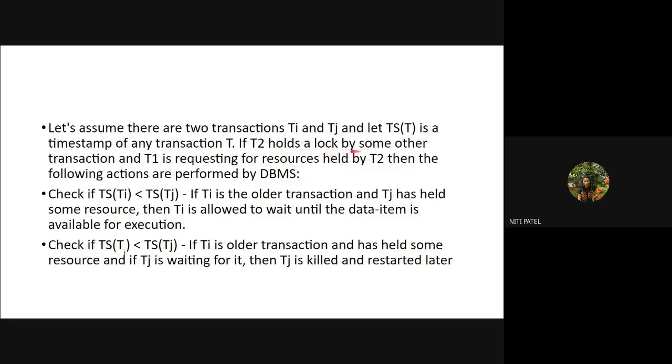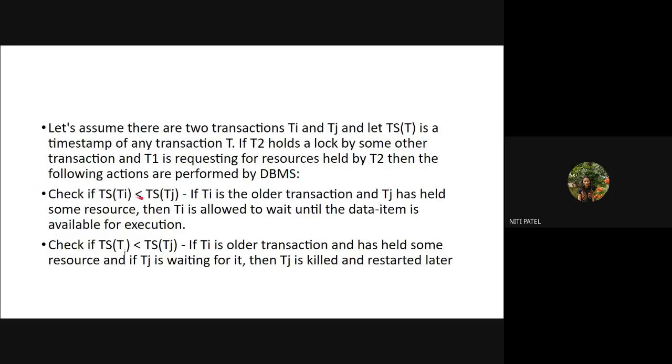So in this case, what is going to happen? I will be checking the timestamp. So check: is the timestamp of Ti less than the timestamp of Tj? If Ti is the older transaction, then Tj has held some resources. So in that case, Ti is allowed to wait until the data item is available for execution. That means if two transactions are requesting the data item which is held by some other transaction, it will check the timestamp.